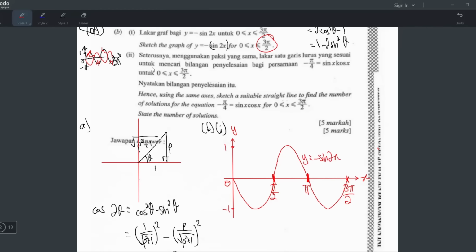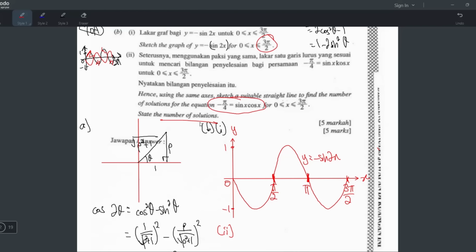All right, let's do B2. Okay, hence using the same axis, sketch a suitable straight line to find the number of solutions for the equation negative pi over 4 equals sine x cos x for 0 until 3 pi over 2. State the number of solutions. Okay, this is standard. That's how they always ask.